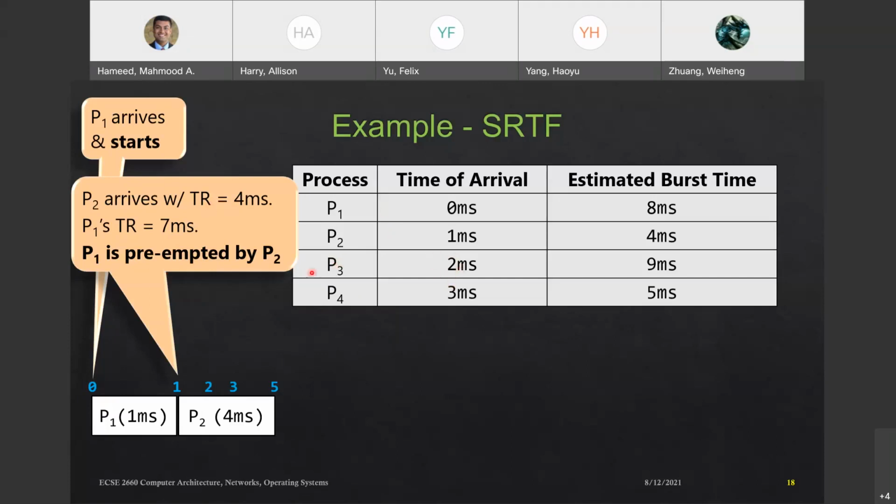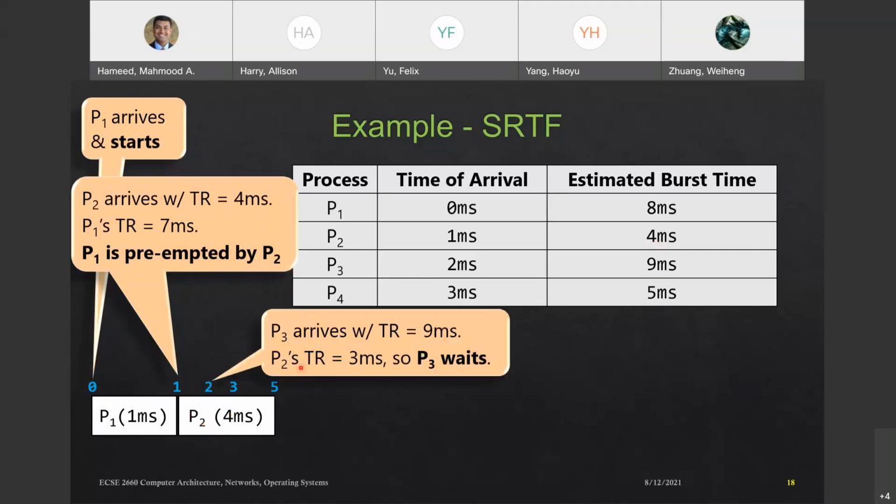But what happens at 2 milliseconds? At 2 milliseconds right here, P3 comes in. Well, its estimated burst time is 9. So we are going to ignore P3. P4 comes in at 3 milliseconds. Its estimated burst time is 5. So we're going to ignore that. We're going to continue working on P2 because it is in fact the shortest remaining time first algorithm, until we finish P2. You guys see that? So you will keep working on that from 1 to 5. So that's 4 milliseconds. You will work on P2. You will finish P2. Right? P3 arrived at 2 milliseconds. It has to wait because it has 9 milliseconds of remaining time.